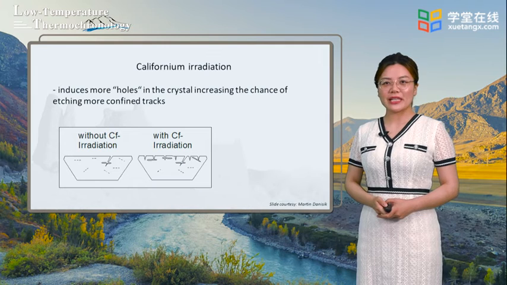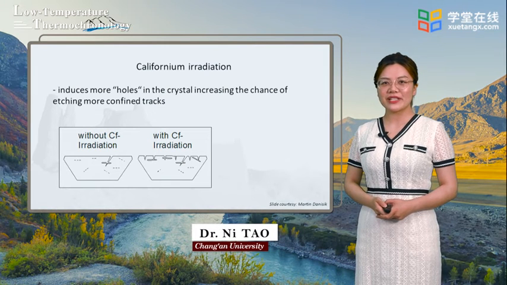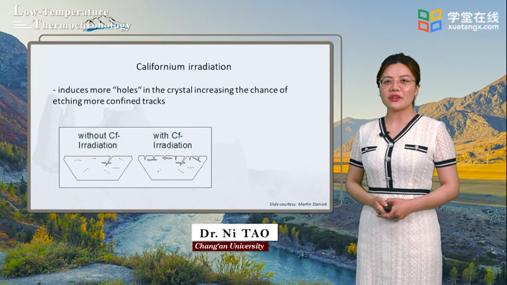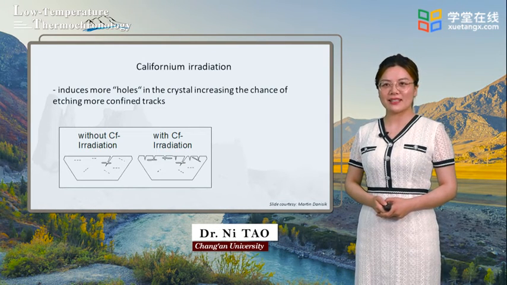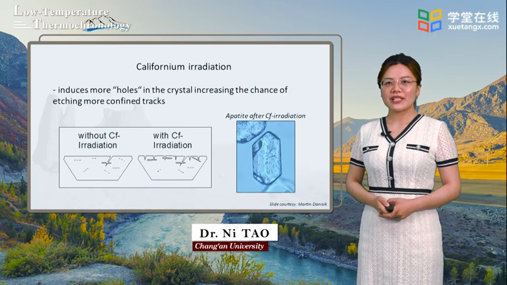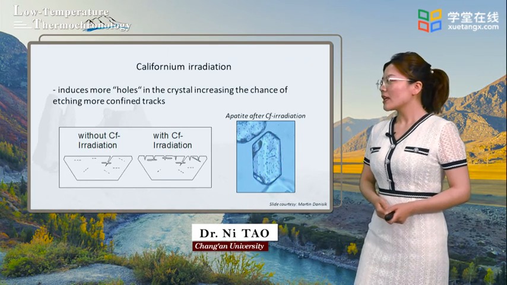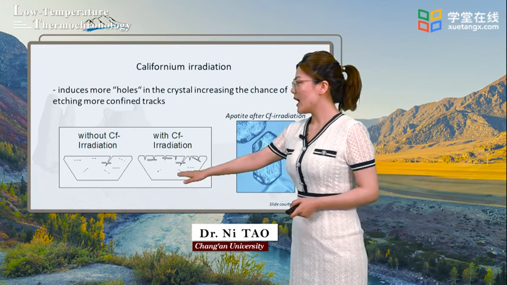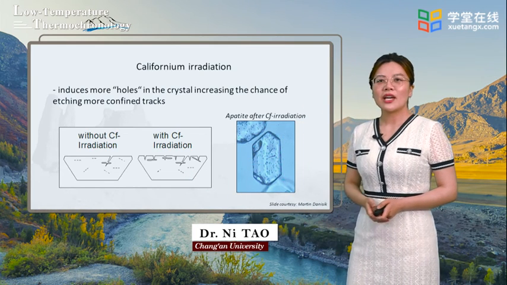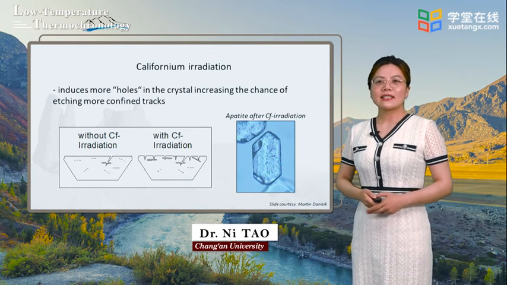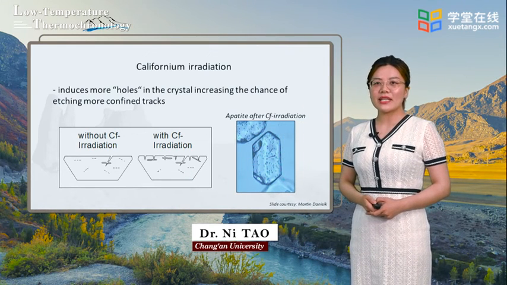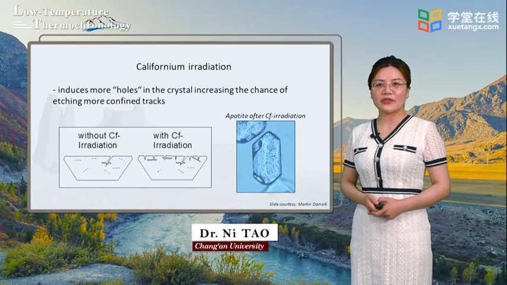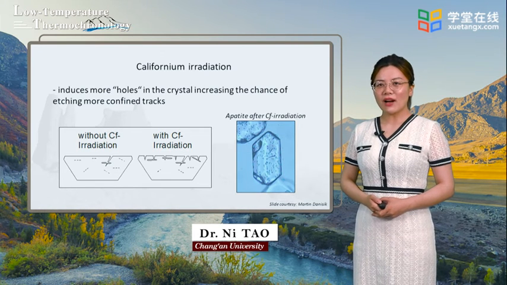Californium irradiation induces more holes in the crystal, increasing the chance of etching more confined tracks. Here are two crystals. One is Californium irradiated, and the other is not. We can see that there are some more confined tracks within the Californium irradiated crystal. The photo on the right shows a Californium irradiated apatite containing large amounts of confined tracks.